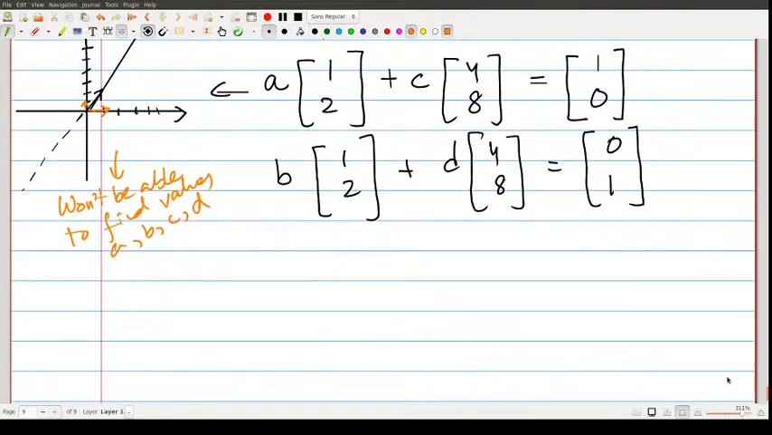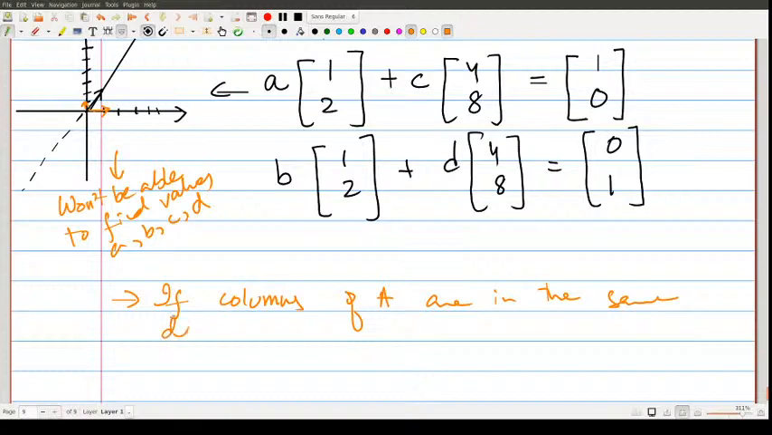And so this is telling me something which will probably come in handy later, and that is that if the columns of A are in the same direction, then A inverse will not exist, right?